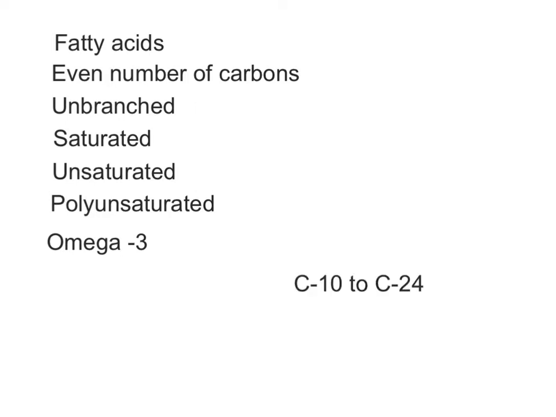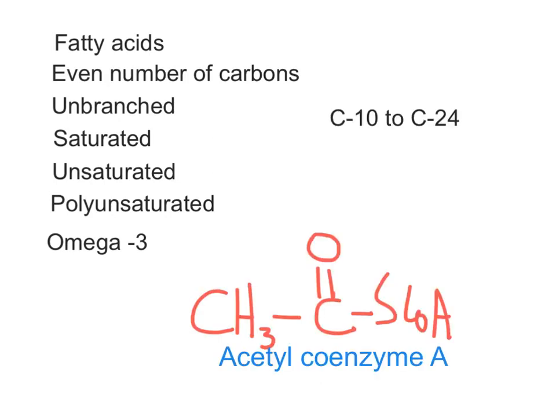The number of carbons ranges from C10 to C24, 26. When we discuss metabolism, we are going to pay close attention to the molecule of acetyl coenzyme A, which is the one used to put together 2 carbons at a time to make fatty acids.